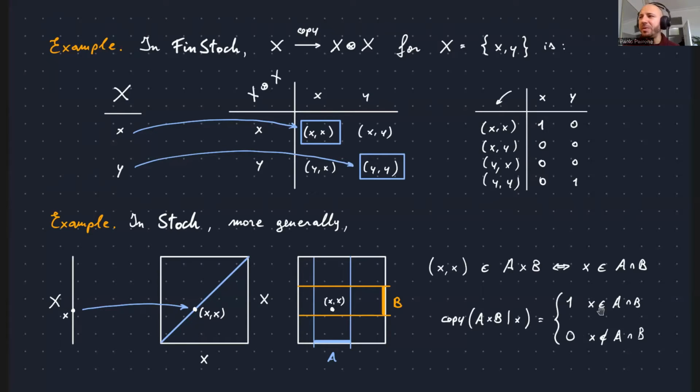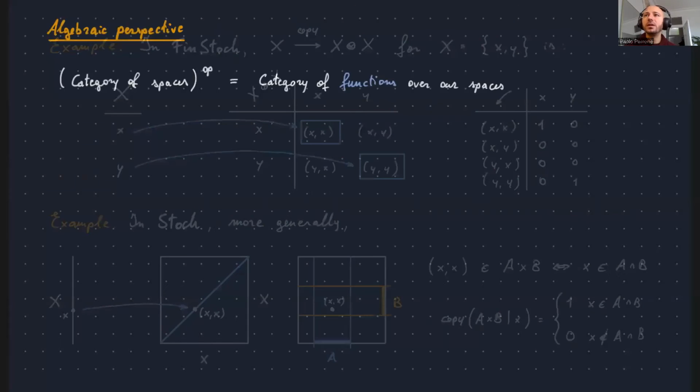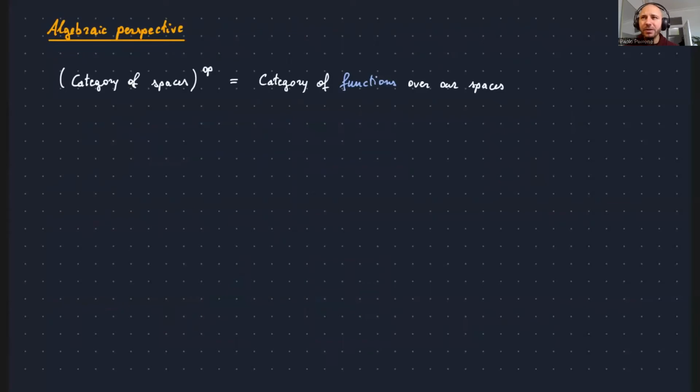And you see that the copy map then is related to the intersection of measurable sets. You'll see more on this in the subsequent slides. Right. Now, algebraically, we can interpret Markov categories in terms of monoid structures in the following way.